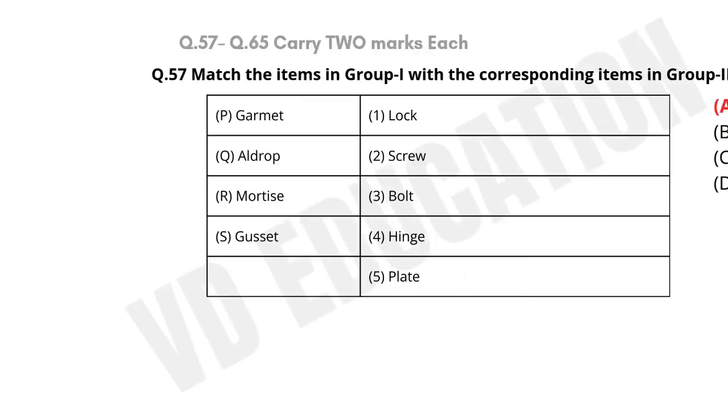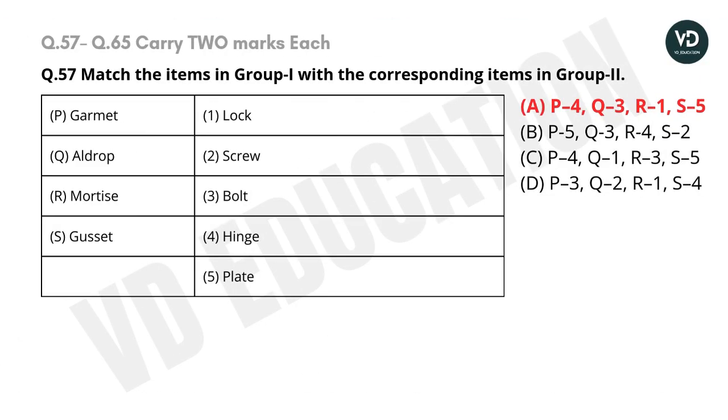Question number 57. Match the items in group 1 with their corresponding items in group 2. Options they have provided: P. Garment, Q. L-drop, R. Mortise, S. Gasket. And their items are lock, screw, bolt, hinge and plates. They have provided 4 options here for the relationship and the correct option is A.